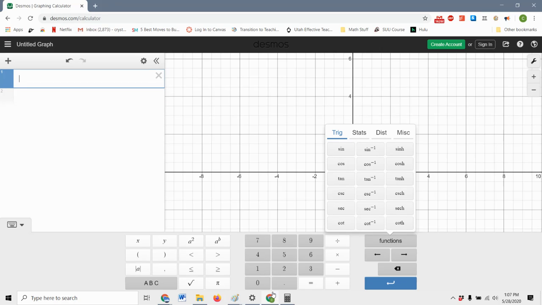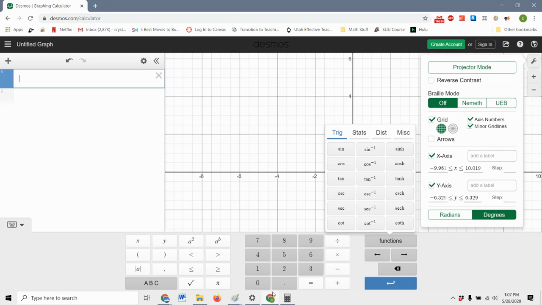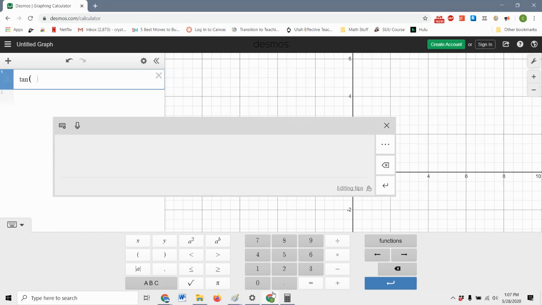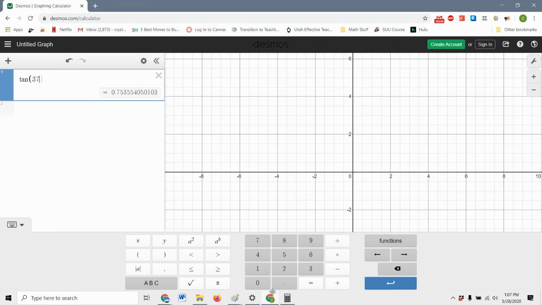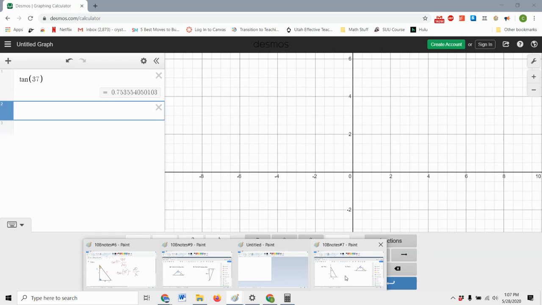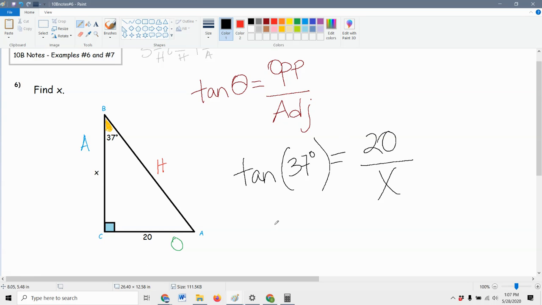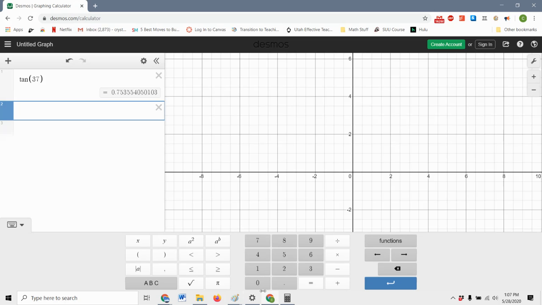Again, you want to be sure in your settings up here where the wrench is that you're in degree mode. And then in your functions, you'll press your tan button and fill in 37 for the degrees. Now, we always want our answer in two decimals, 2 places past the decimal. The third place is a 3, so 4 or less, we'll let it be that second spot. So our answer for the tan of 37, or the tangent of 37, is 0.75.